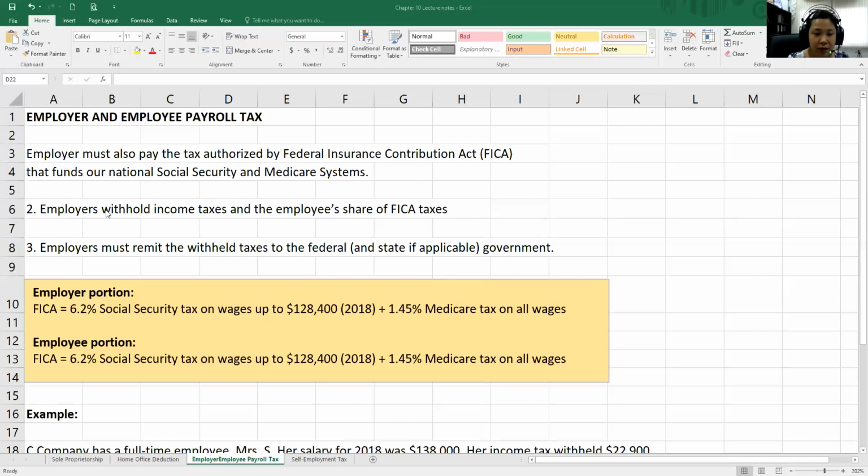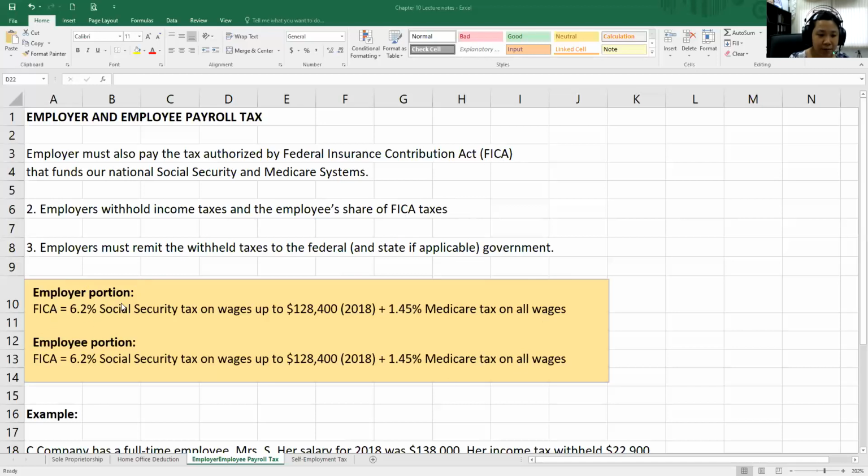So the employers must withhold income taxes and the employee share of these FICA taxes. And the employers must remit, meaning submit, the withheld taxes to the federal and state, if applicable, government. So how do we find the employer payroll tax or employee payroll tax?